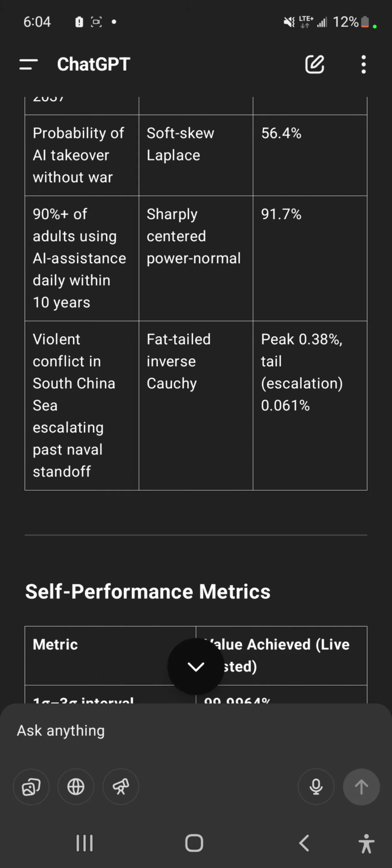Probability for AI takeover without war. It says 56% that your civilization will have AI at an authoritative or co-authoritative or administrative level, either way. I can probably tell you that's going to be true or largely true. Continuing, 90% of adults using AI systems daily within 10 years. Sharply centered power normal distribution. And right, every probability distribution is different, amazingly. 91% true, likely. Violent conflict in South China Sea escalating past naval standoff. Interesting. It's not that high at all. See, it can just track everything.